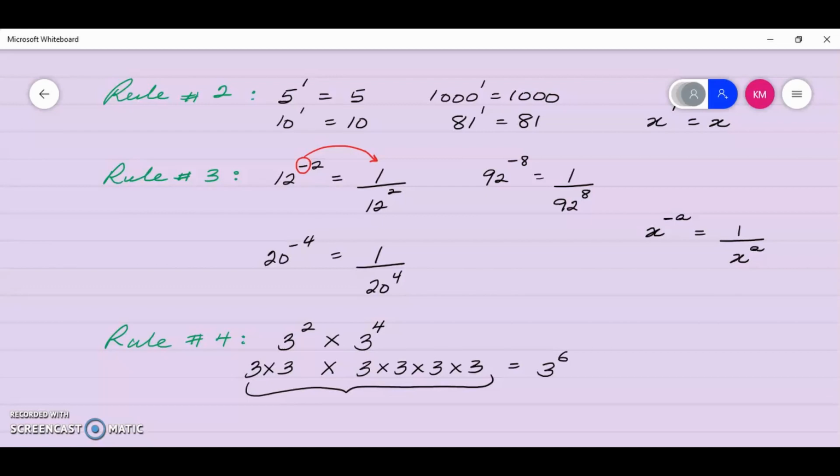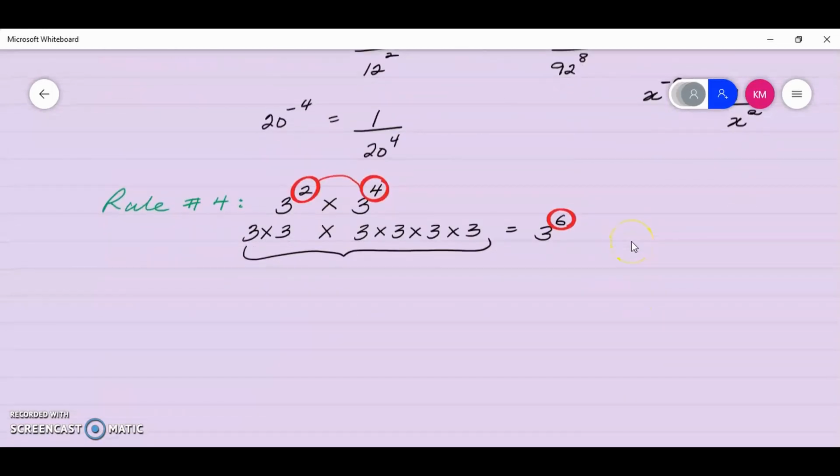Now when we examine our 2 indices, we are going to see that what we did in order to arrive at our answer where the power is 6, we simply added our 2 indices. So 4 plus 2 is 6. So let's have a look at another one.